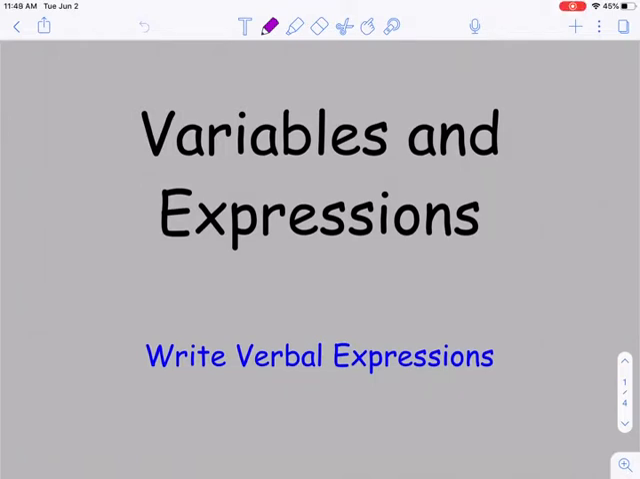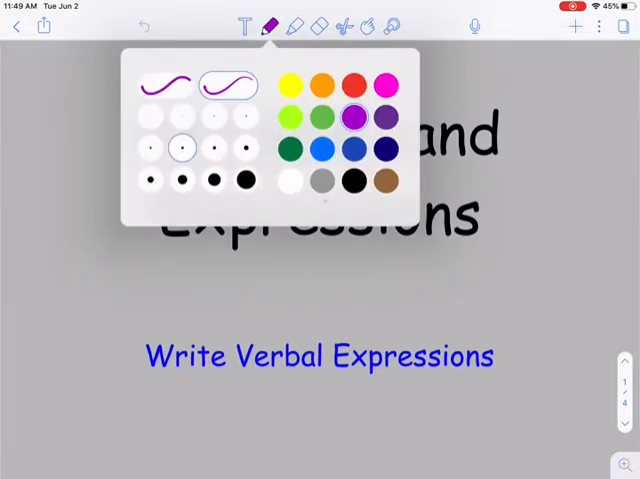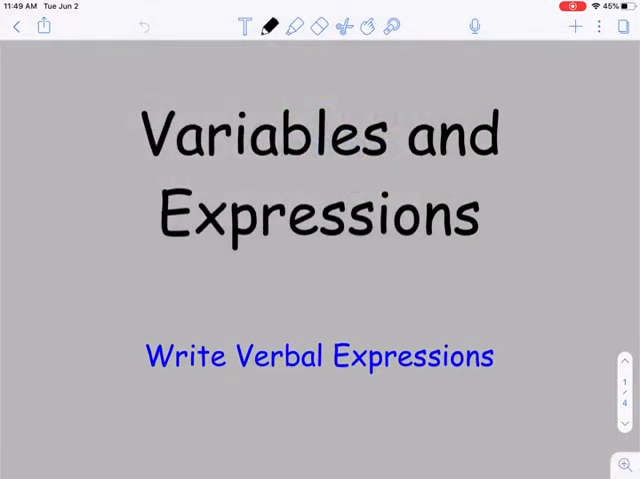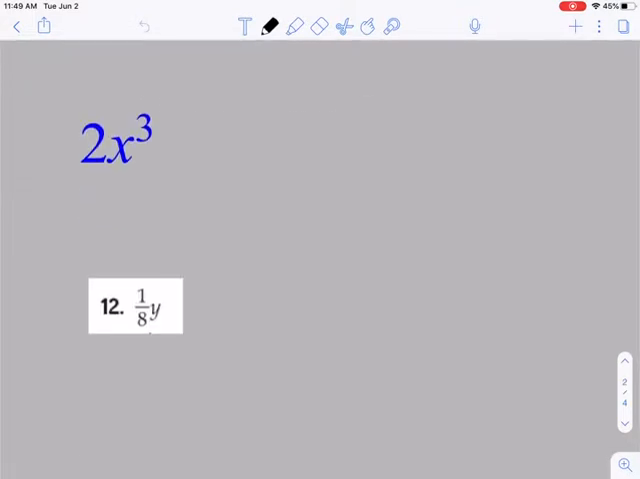One of the first skills we are going to work on now that we know what to call everything is we're going to work on writing verbal expressions. So we're going to look at symbolic representations of math expressions, and we're going to write them in words, all right? I have full disclaimer, I have just absolutely terrible handwriting, so I will try to be good while we're doing this.